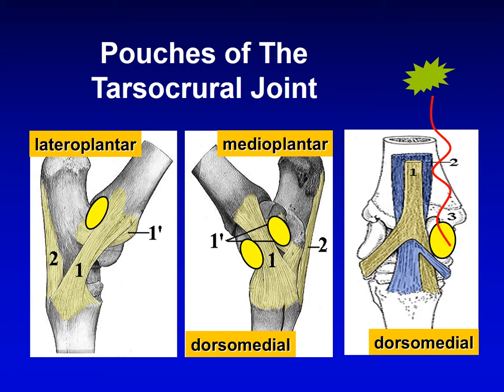So the dorsomedial pouch of the tarsocrural joint is where you need to inject for the tarsocrural joint and the proximal intertarsal joint, taking into consideration the medial saphenous vein. Very important.